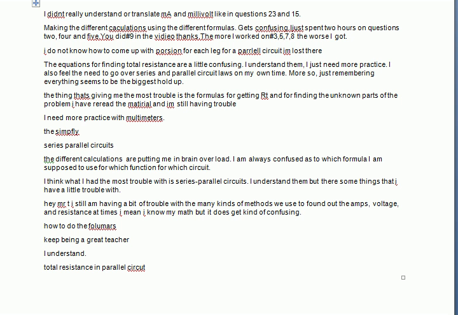Got some folks that say I'm making different calculations for different formulas. I hope we've kind of cleared that up. Not knowing how to come up with a portion for each leg. All you got to remember is how to find resistance in a parallel circuit and Ohm's law. You can solve everything knowing those things. We got 5 different ways to find resistance in a parallel circuit, and then we use Ohm's law.